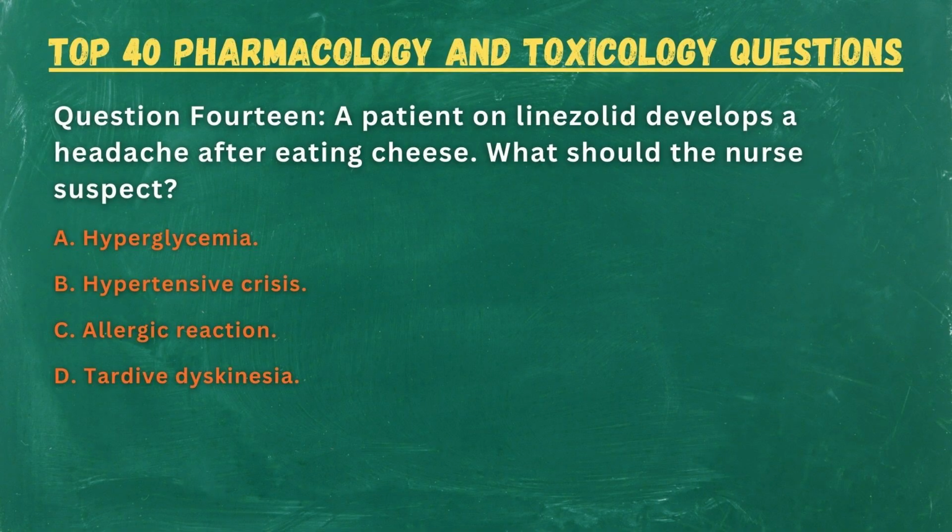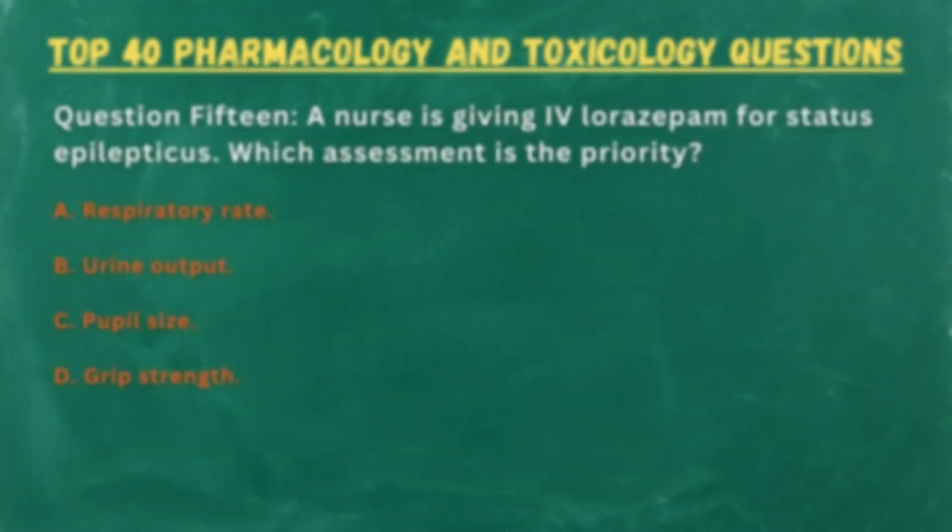Question 14. A patient on linezolid develops a headache after eating cheese. What should the nurse suspect? A. Hyperglycemia. B. Hypertensive crisis. C. Allergic reaction. D. Tardive dyskinesia. Answer: B. Hypertensive crisis.